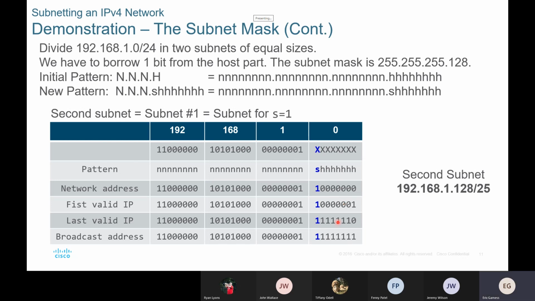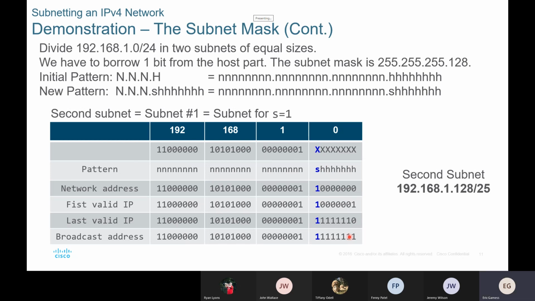Now the last valid IP address. How do I get the last valid IP address? I change all the host bits into 1, except the very last bit. So look, we have 7 bits here. I put the 7 bits in 1, except the very last one. If you look at this number, what is this number? 254. It's one IP address before 255, which is the broadcast address.